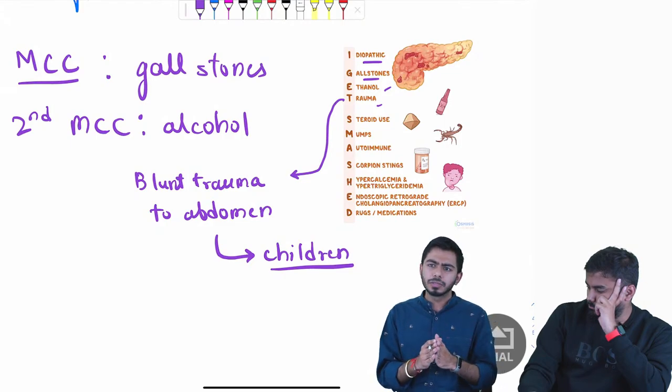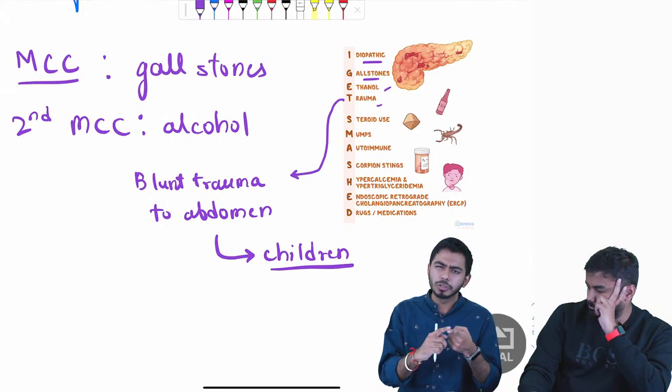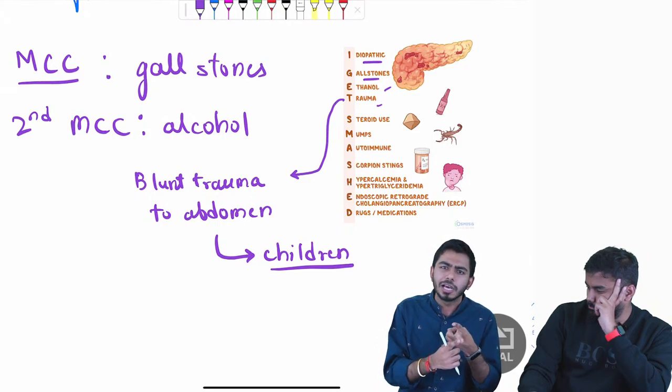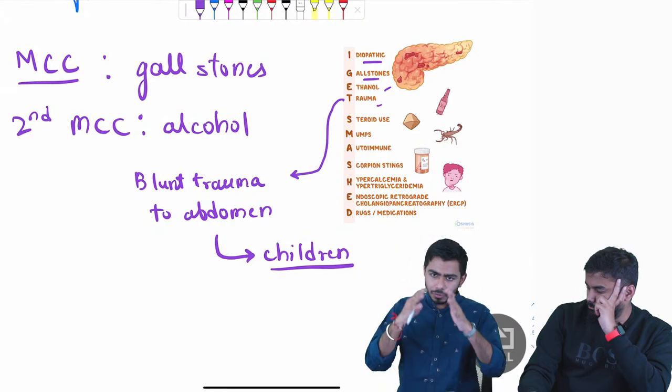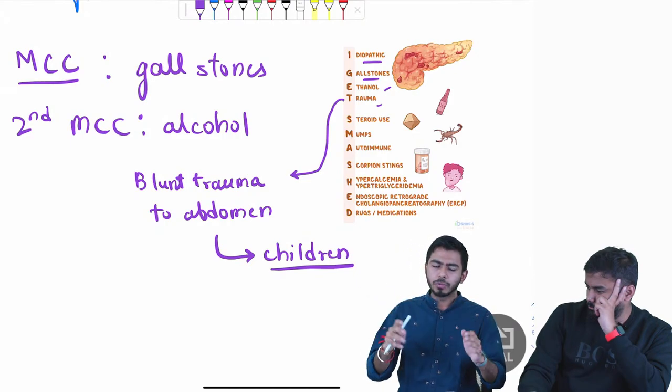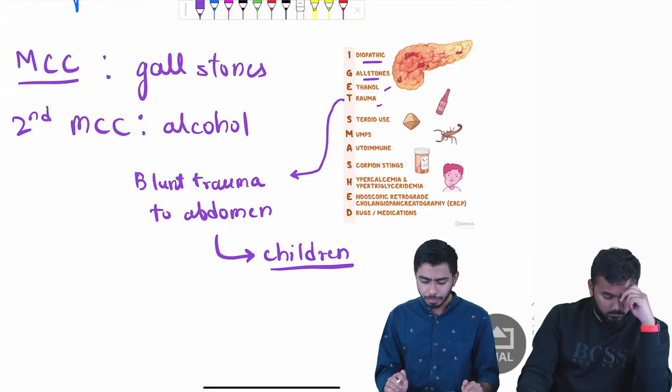Because if you talk about the children age group, they are not very predisposed to gallstone development, and they are not consuming alcohol, right? So these are not the causes in the children age group mainly. However, if they ask you on a broader picture what the most common cause is, you will answer gallstone.